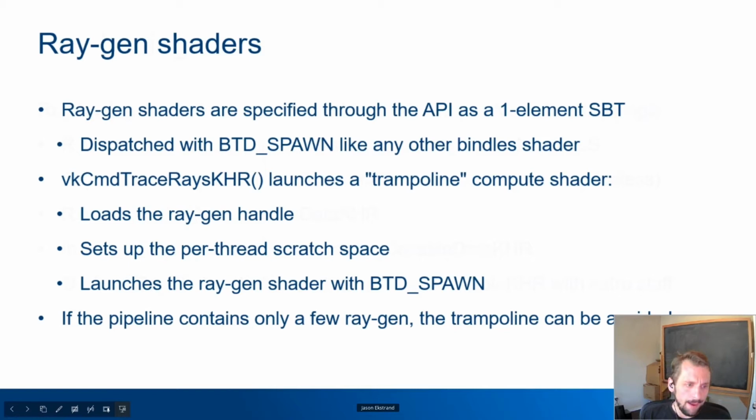If you can do some analysis and figure out that your pipeline only contains one RayGen shader or only contains a couple of small RayGen shaders, then it is possible to avoid that trampoline and compile it straight to a compute shader. This saves you a little bit of BTD spawn overhead. Probably not a whole lot, but it is possible to do that. But from the API perspective, it is fundamentally a bindless shader. It's not a bound shader because the ray tracing pipeline can contain more than one of them, and it is passed in through an SBT.